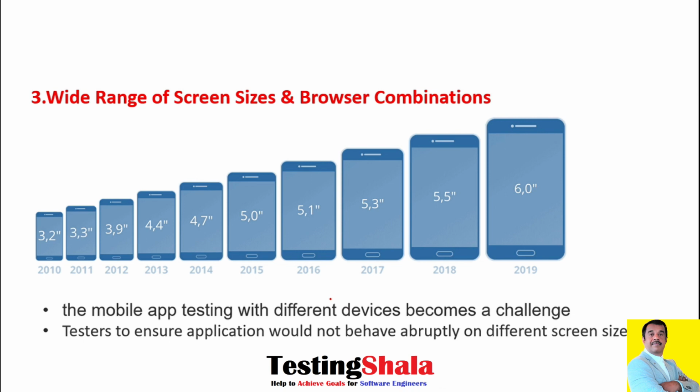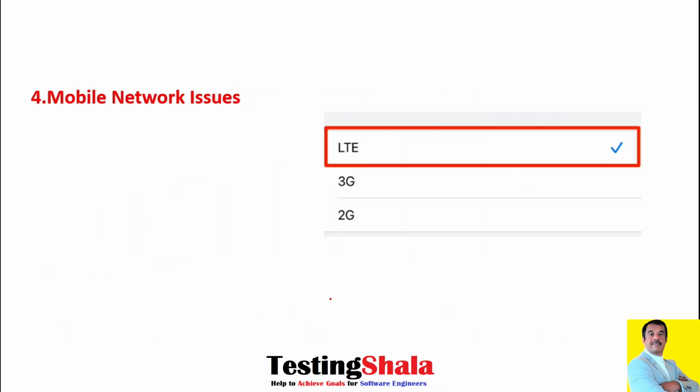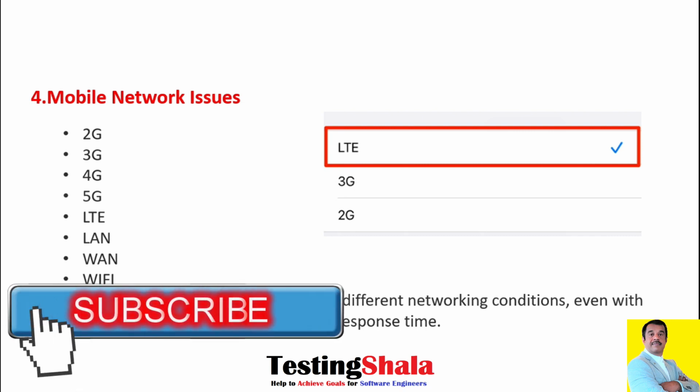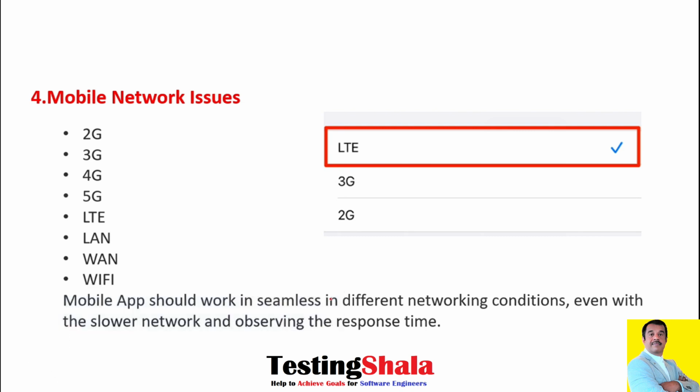The fourth key issue is mobile network issues, because without a mobile network we cannot access any of the network-oriented mobile apps. The mobile can have a 2G network, 3G network, or 4G, LTE, 5G, or we can have LAN network, WAN network, Wi-Fi, and so on. We have to test our mobile application across these various network conditions to guarantee that our application behaves properly at 2G, 3G, 4G, and other conditions, and to see whether, because of a slower network, our mobile apps work seamlessly or give a lot of challenges.